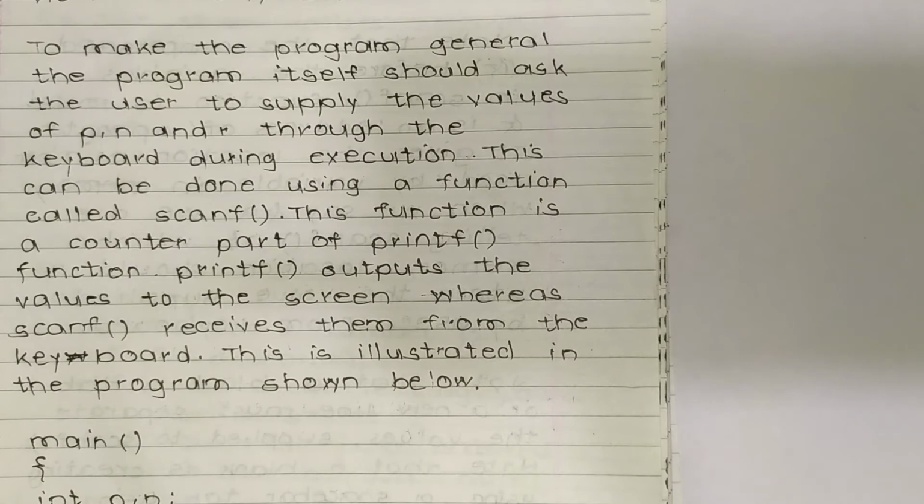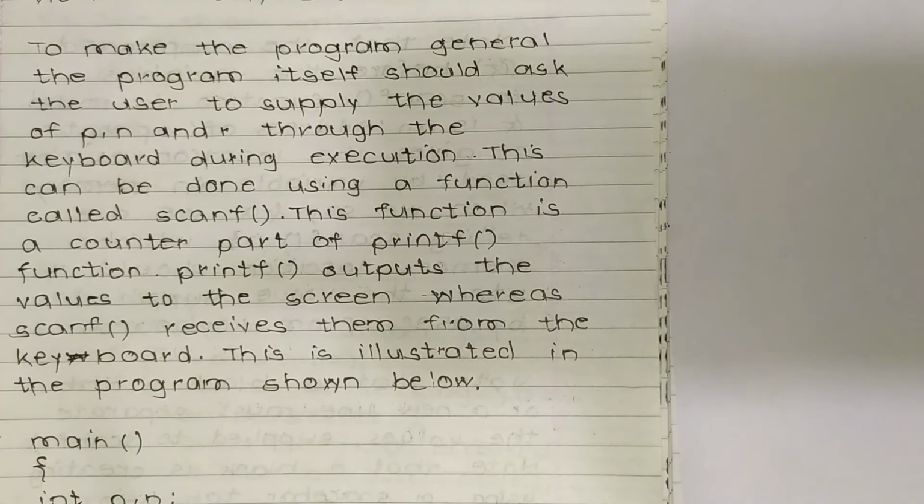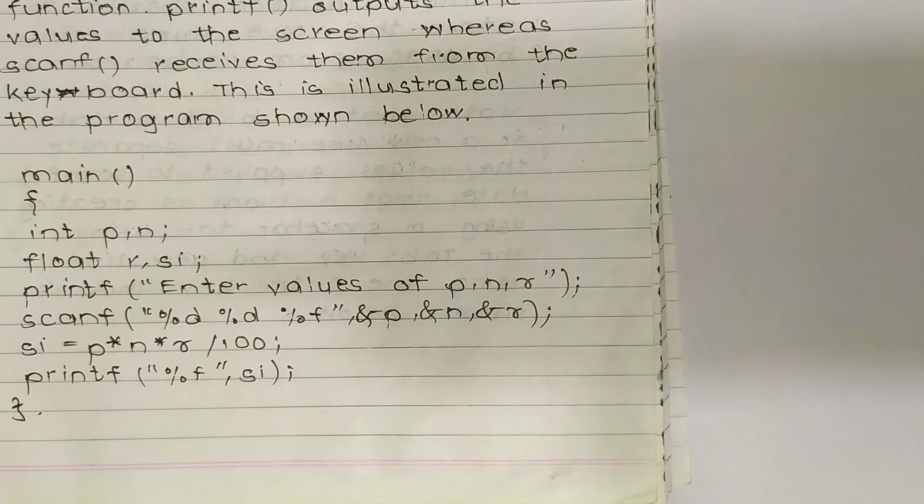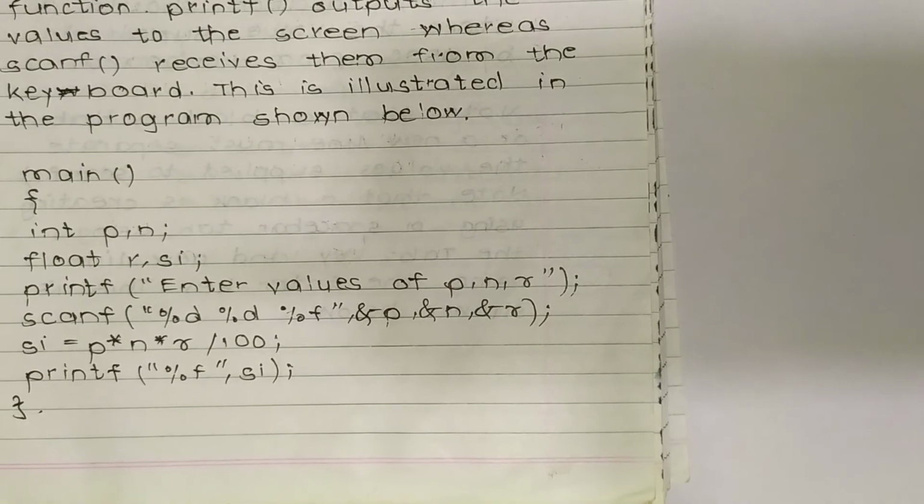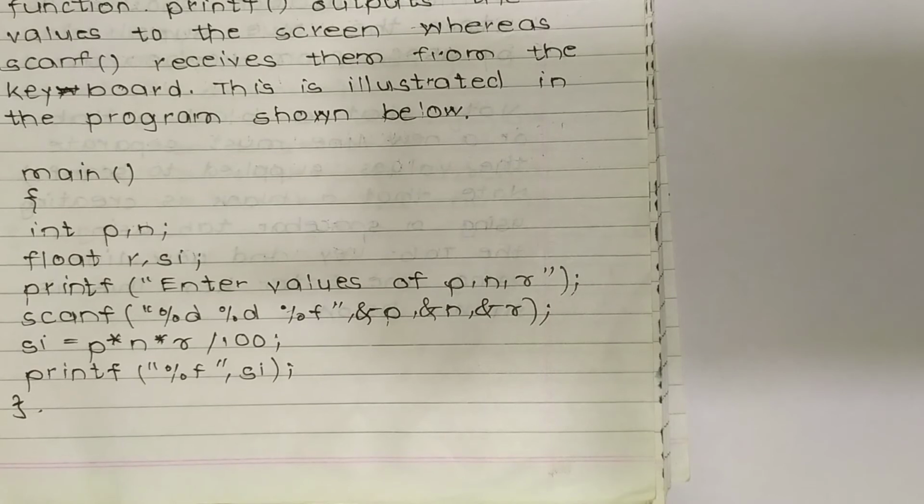So here is a program which illustrates this. Main is a function. In this function, int p, n means p and n are integers. Now float r, si means r and si are float, that is, they have a decimal point. Now printf: enter values of p, n, and r. So here we are entering values of p, n, and r.